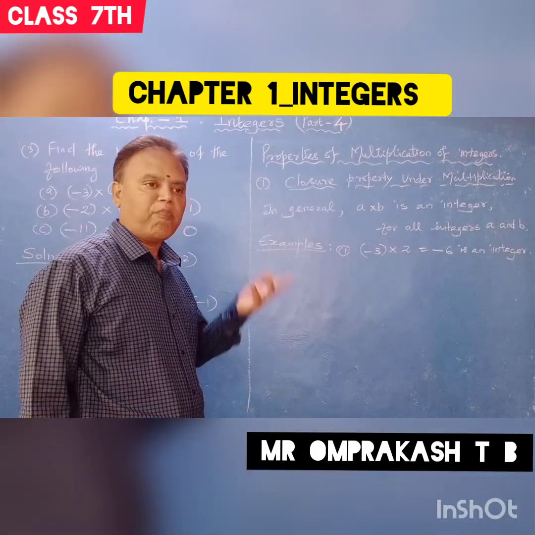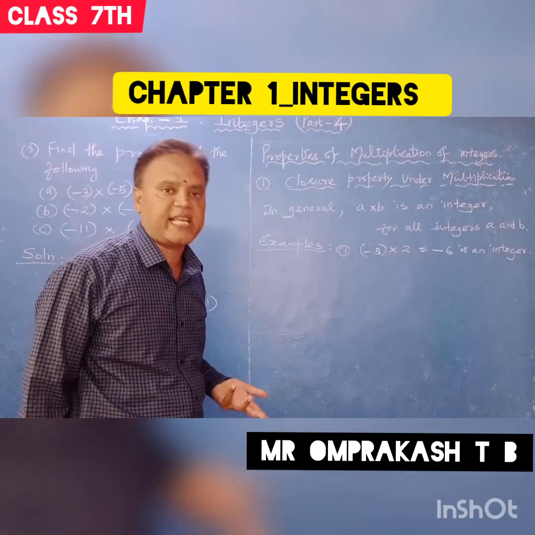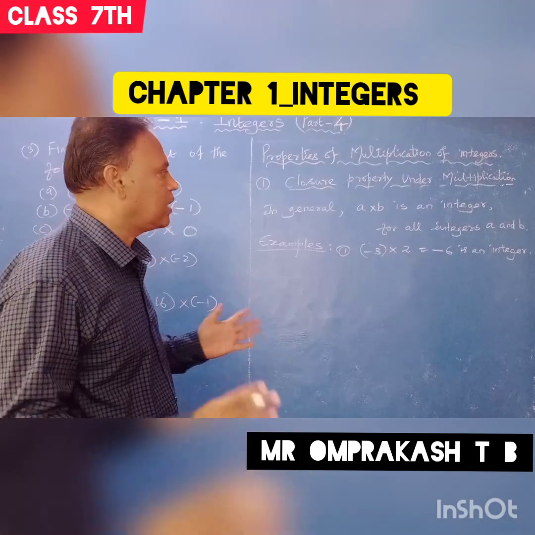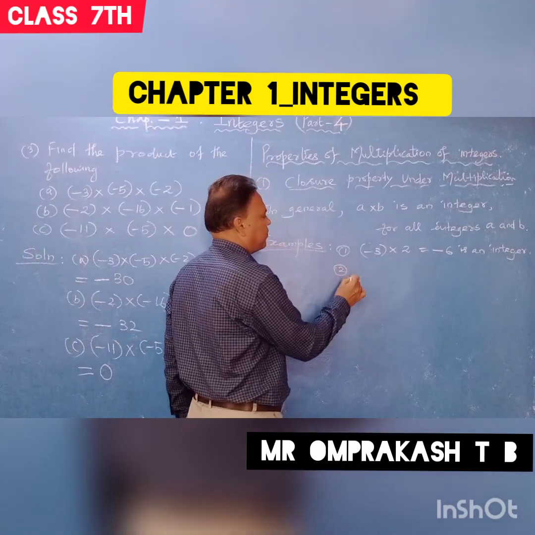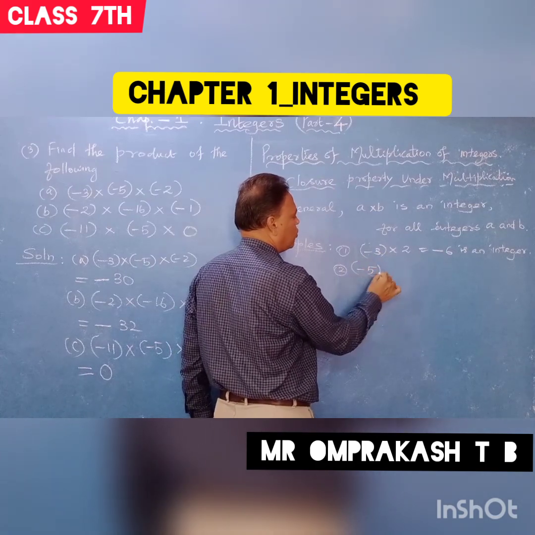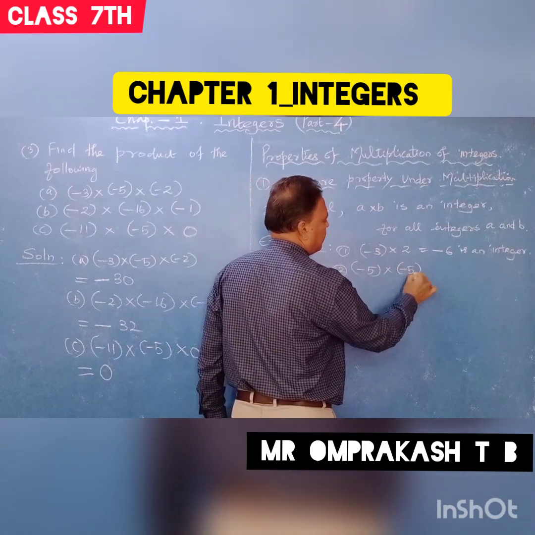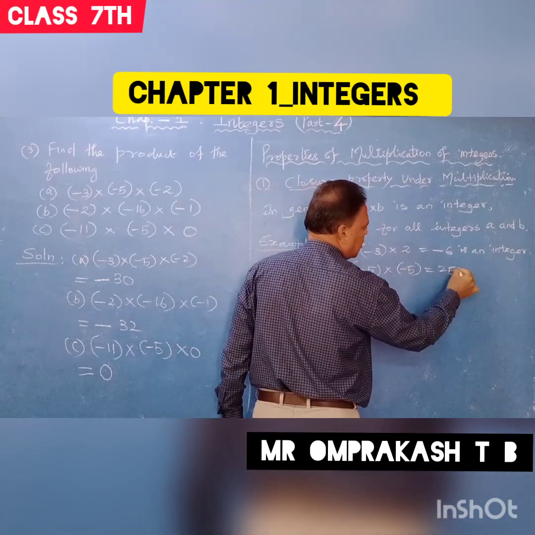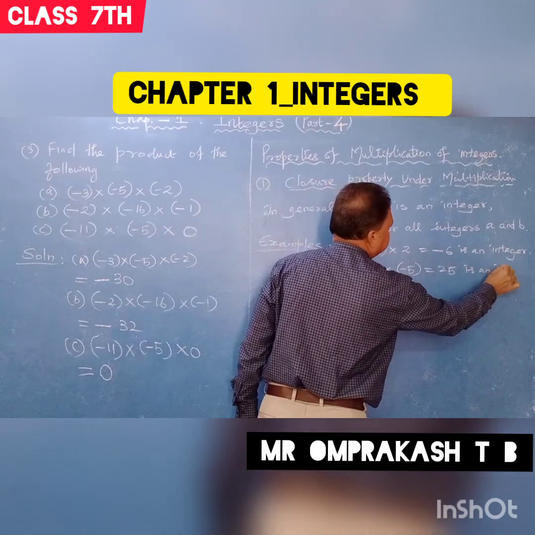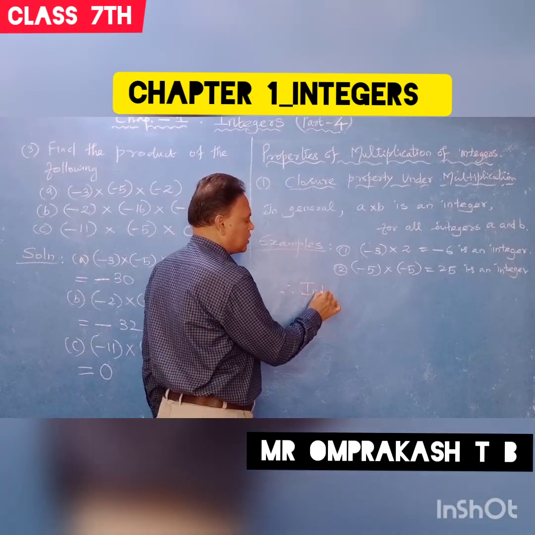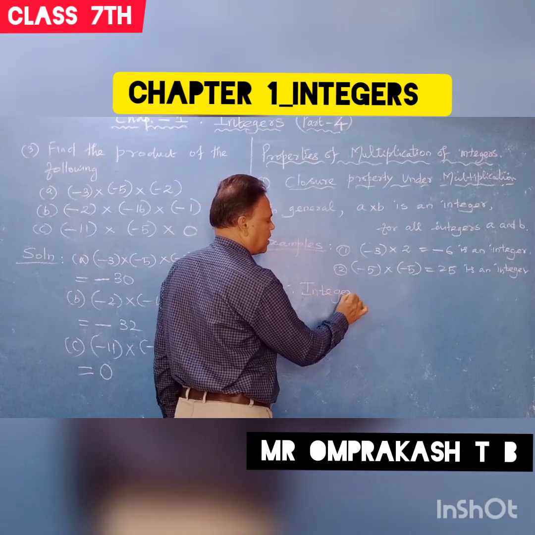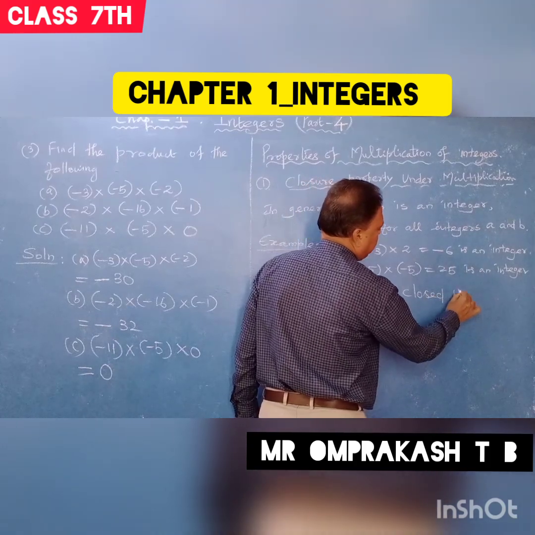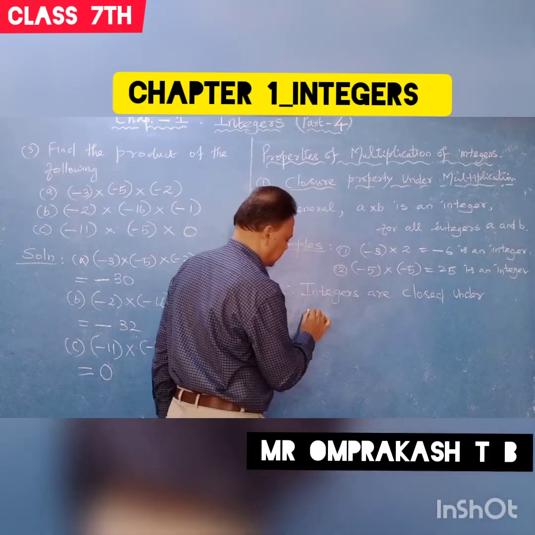That is called closure property. Closure property means multiply any 2 integers, again you should get an integer. Then only, okay, closure property will be satisfied under multiplication. Okay. Second one you see. Minus 5 into minus 5. Minus into minus plus, 5 into 5, 25. 25 is also an integer. Therefore, integers are closed under multiplication.